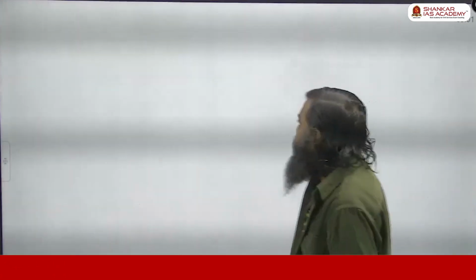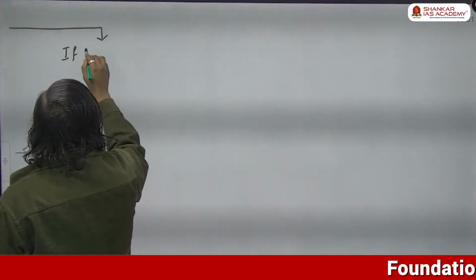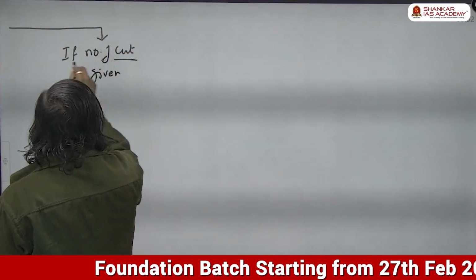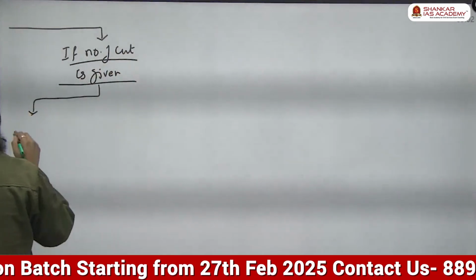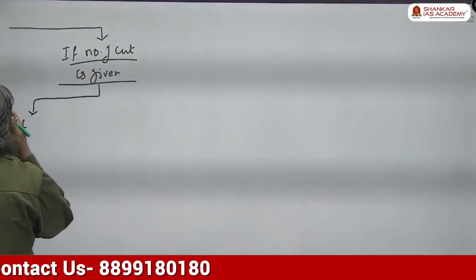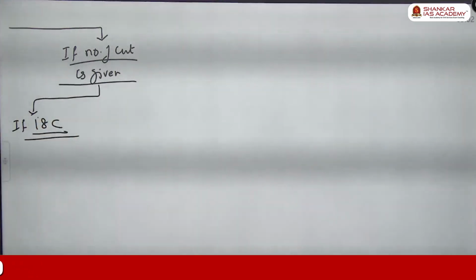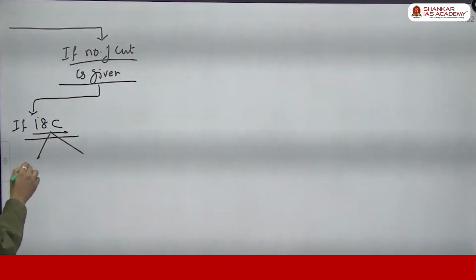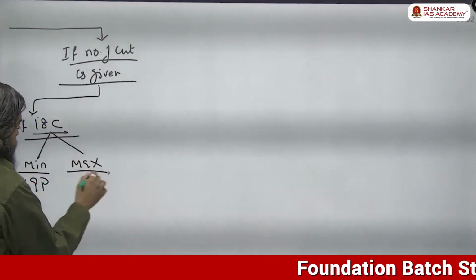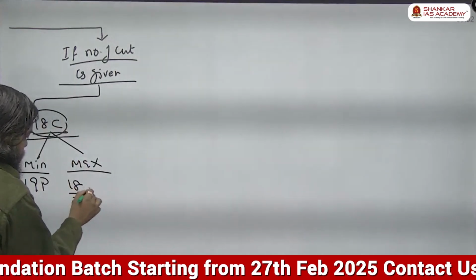Next lesson. The number of cuts is already given. Do you all remember this example? If 18 cuts are there, tell me, what is the minimum number of pieces? What is the maximum number of pieces? 18 is a multiple of 3 or not? Yes, sir. So 18 by 3, what will you get? 6.